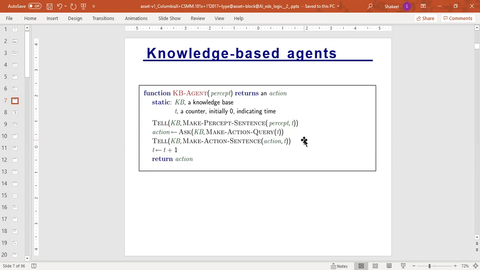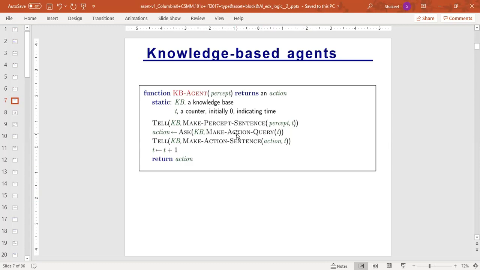The first one is to translate the percepts into a sentence and tell that to the database or to the knowledge base. So this would be through making percept sentences from the percept and telling the database that this is what I got. Okay.